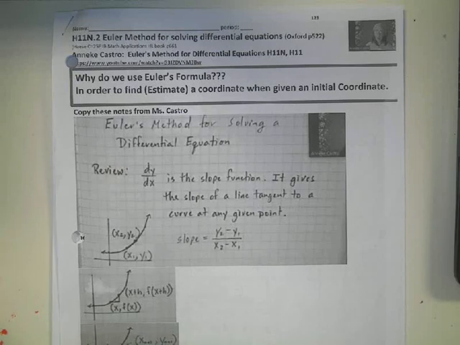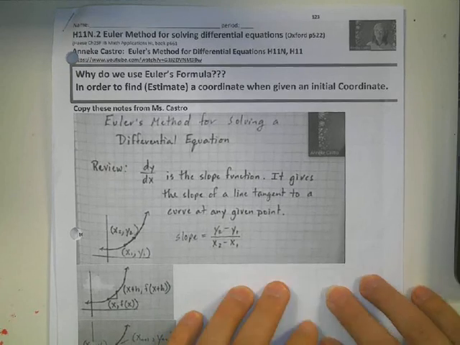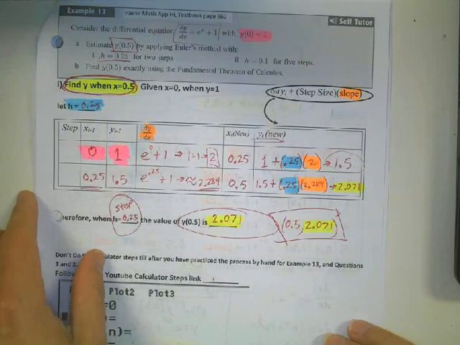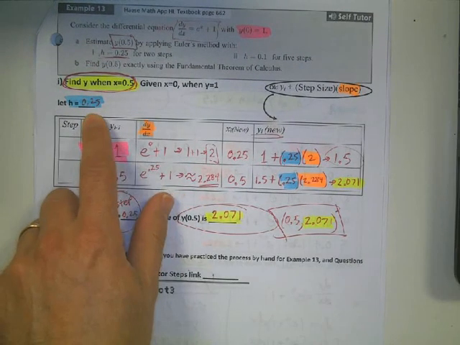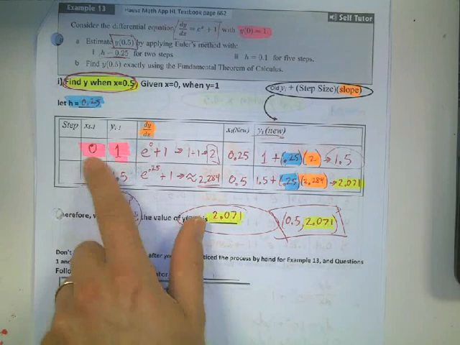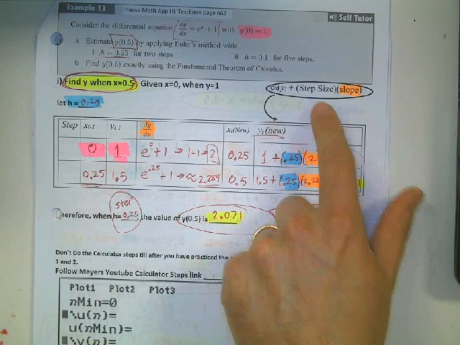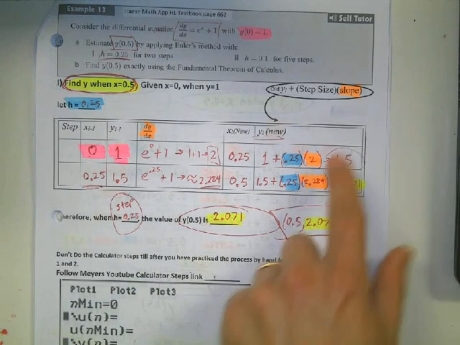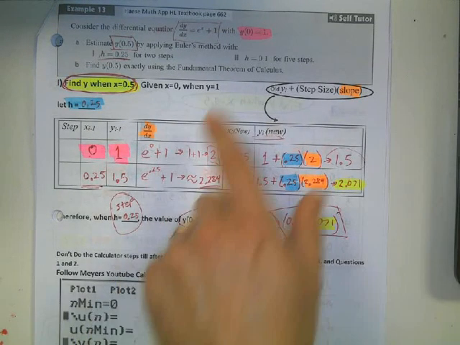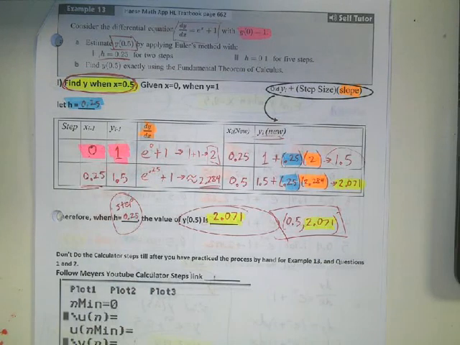Okay, we're going to finish this handout that we started, but this time I'm going to show you calculator steps. So let's go back to this one that we started earlier. We had a step size of 0.25. We started off at 0, 1, and we had this equation for our slope.